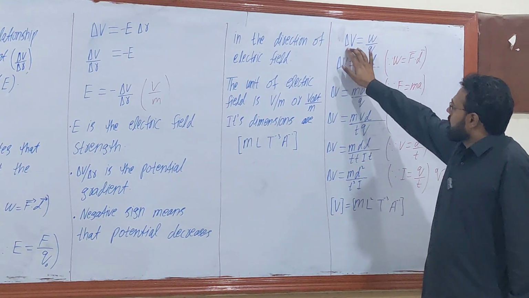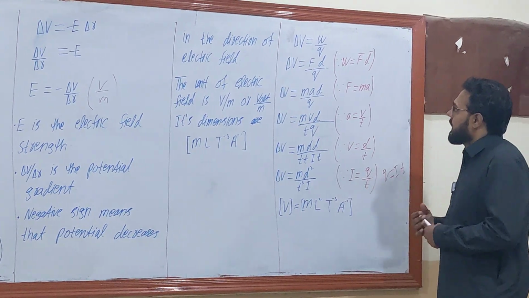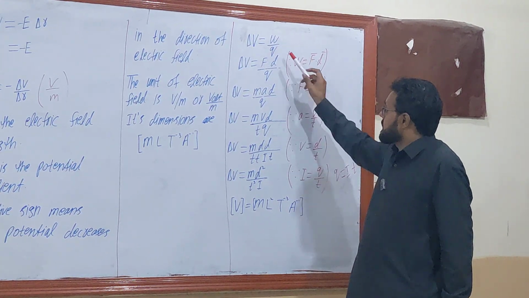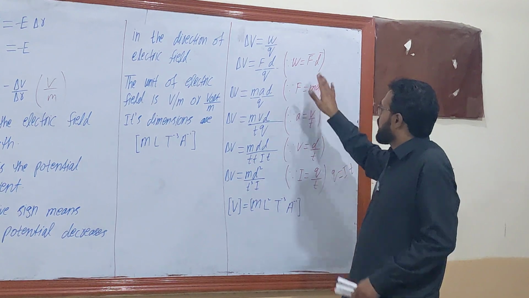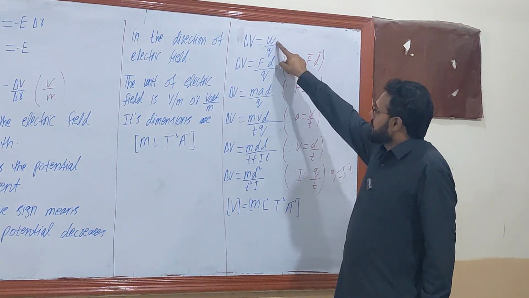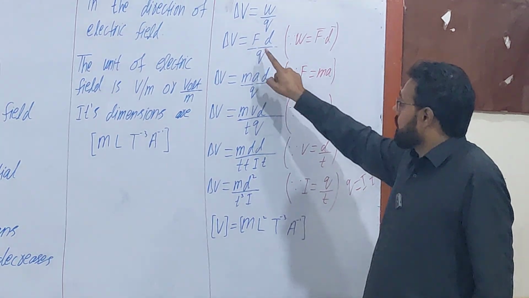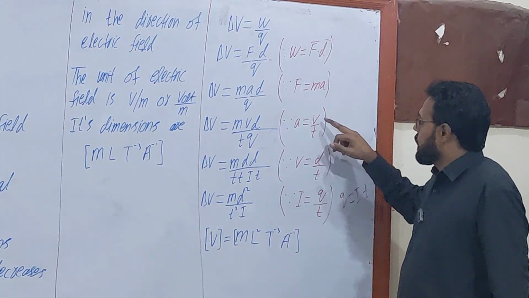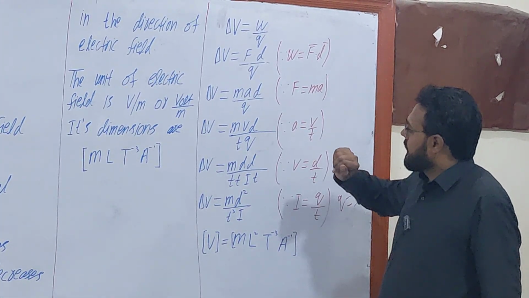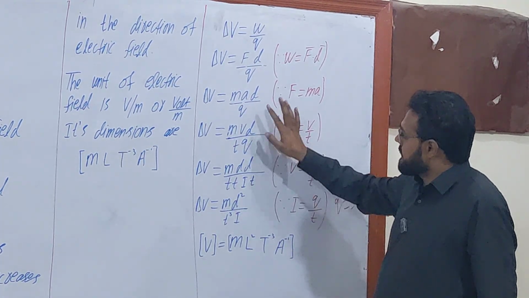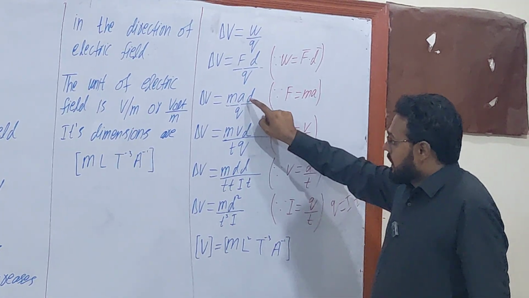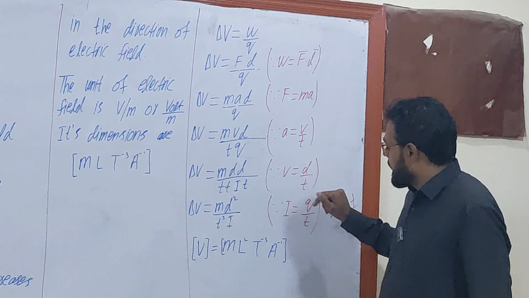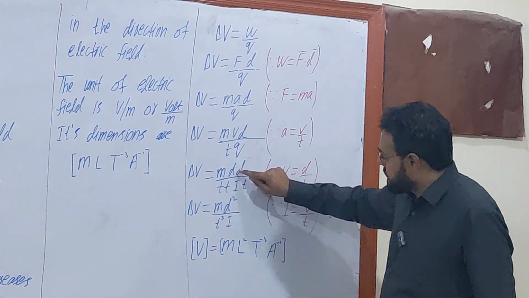As work per unit charge gives the potential difference del V, work is equal to force and displacement, F dot D. Replace the W with this, and now F is equal to M A. Put the value of F. Now A is the rate of change of velocity, V by T. By putting the value of A, M is as it is, D is as it is, Q is as it is, but A is replaced with V by T. Now V is replaced with D by T, since rate of change of displacement is called velocity.